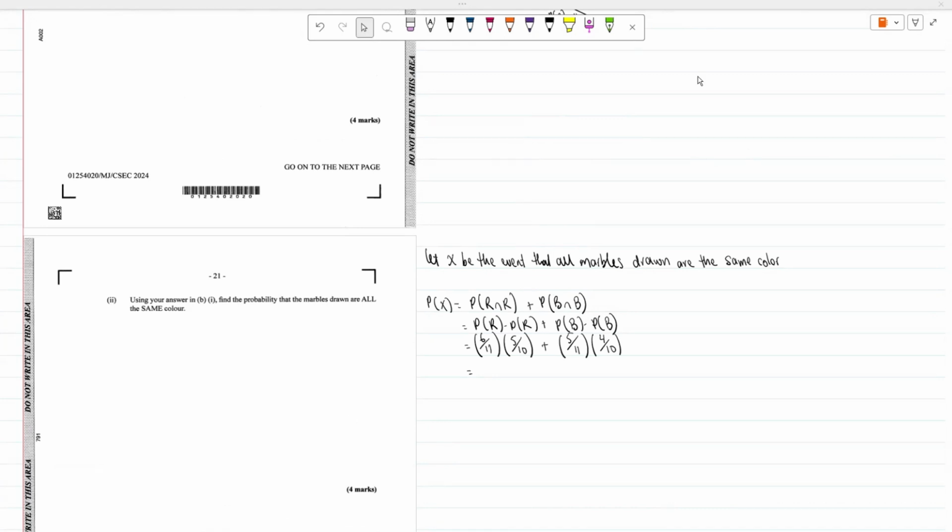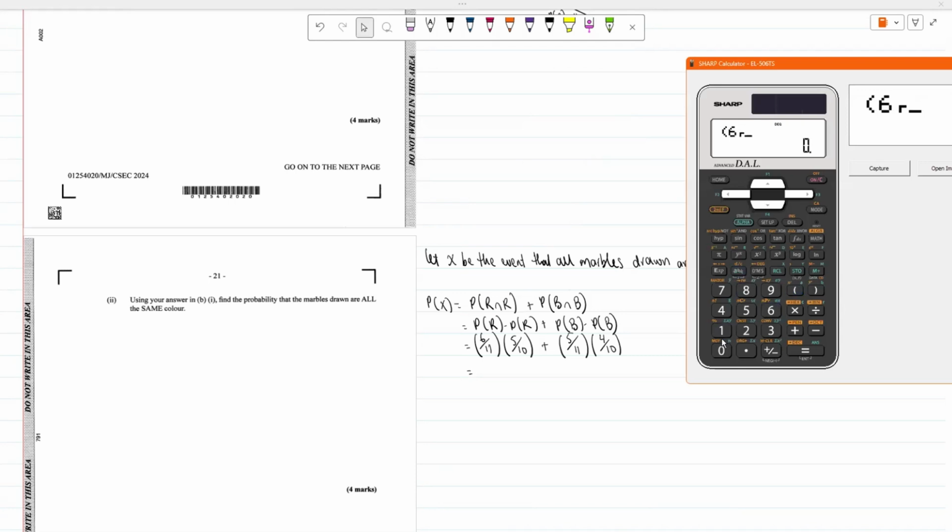So let me see what this is. 6 out of 11 multiplied by a half, since 5 out of 10 is a half, plus 5 out of 11 multiplied by 4 out of 10, which is 5 out of 11.